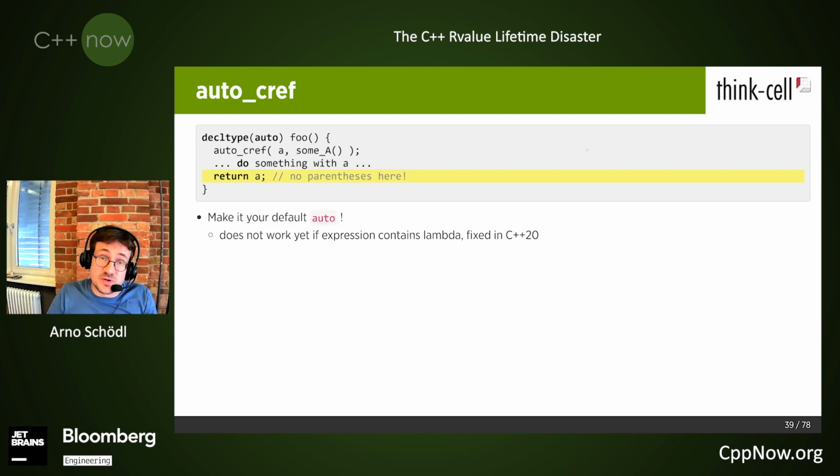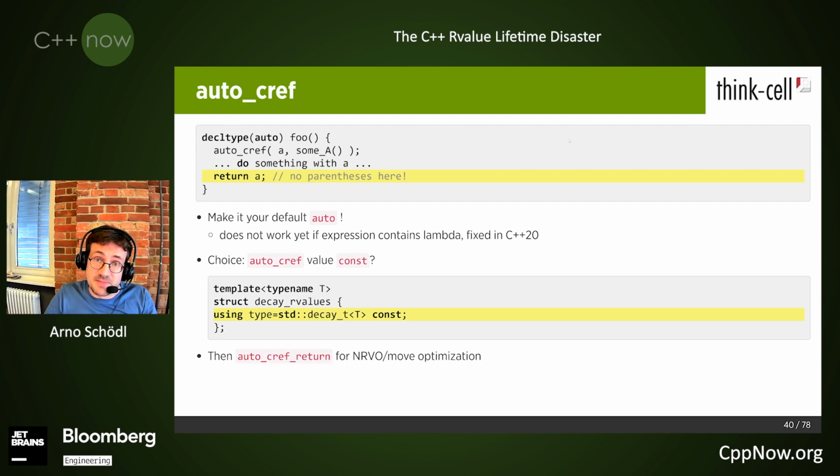We actually use this auto cref a lot. We make it pretty much our default auto, and it does the right thing in surprisingly many places. Up to C++17, it didn't work inside lambdas. So when something on the right hand side of that auto cref contained a lambda, it didn't work. But that's been now fixed in C++20. So you can use it in even more places. So auto cref turned out to be very practical.